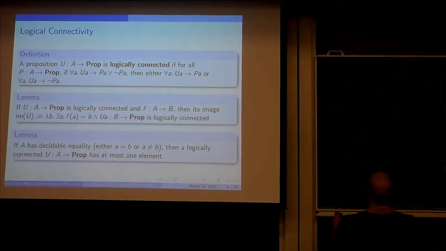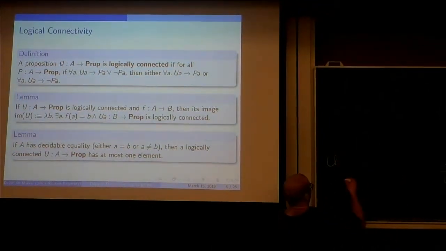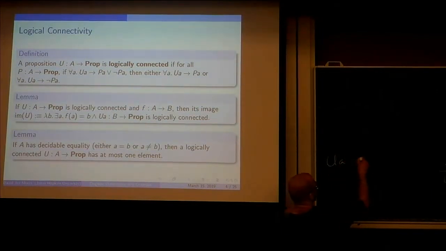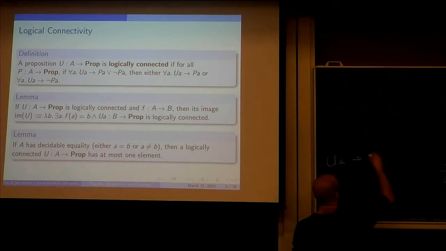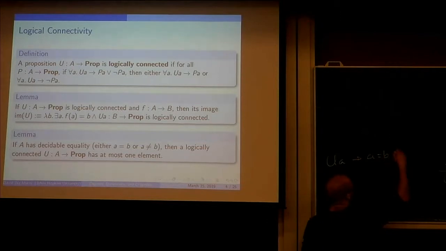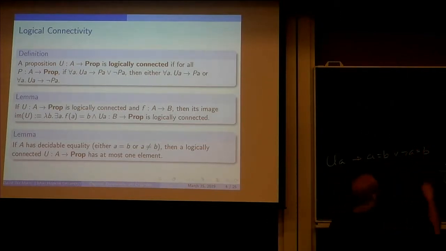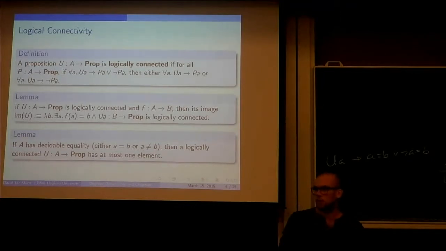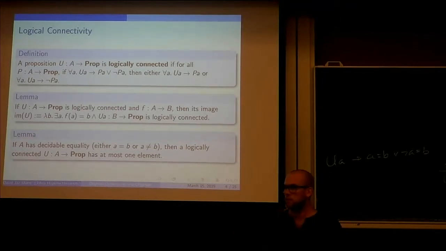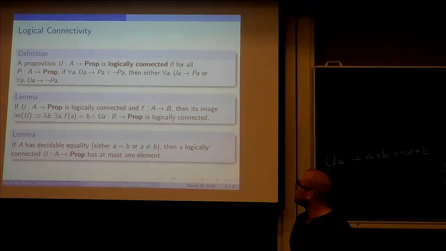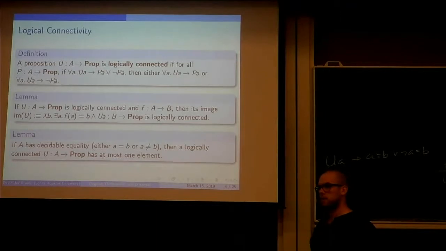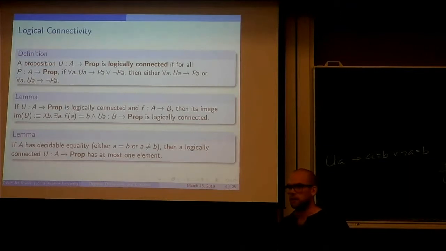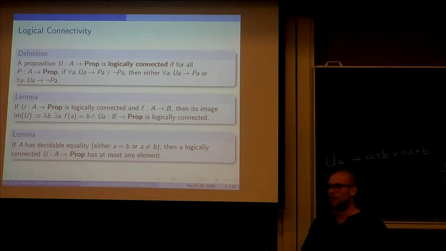And this is very easy to see because we have that U of A, let's say, implies A equals B, or not A equals B. That's because we've assumed equality to be decidable. Yes? What setting are we working in? Oh, we're in type theory, or in the internal logic of the topos. Formally I'm working in type theory, and formally I would be working in a constructive setting.